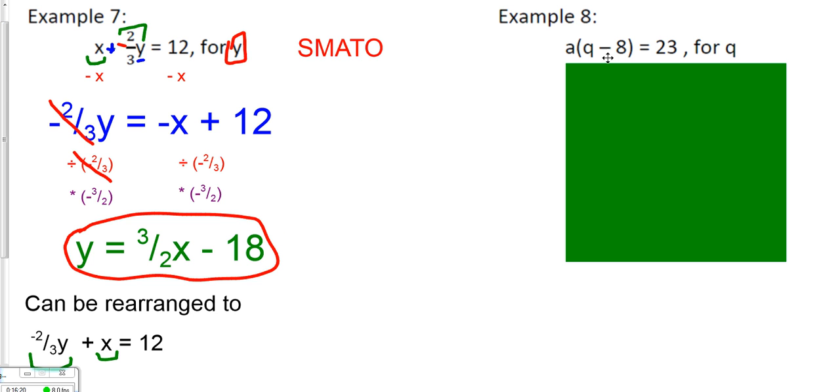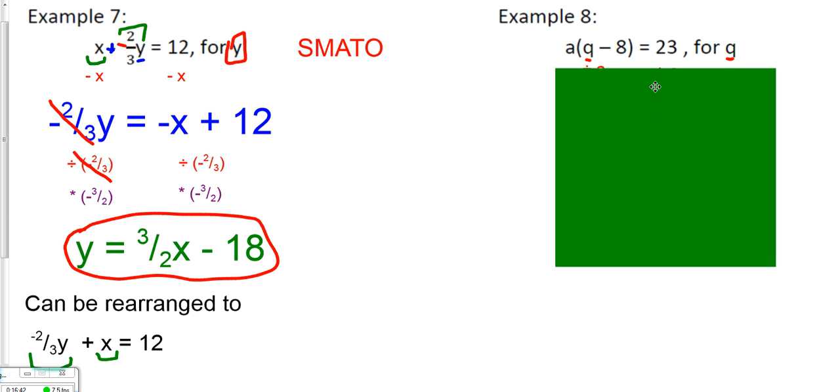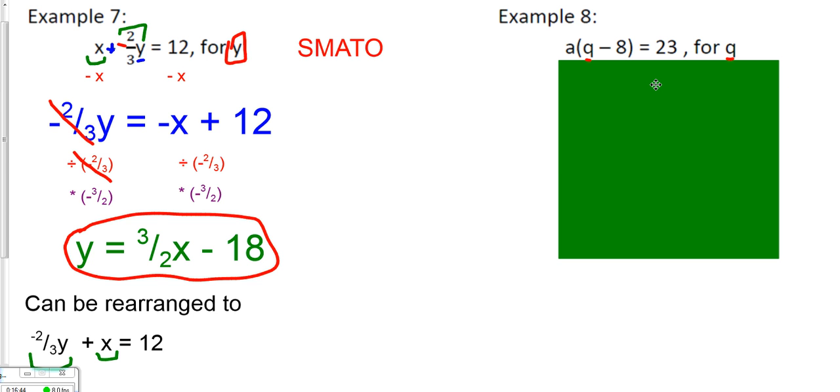On our last example, example 8, we are solving for q. Okay, that's right here. Because these parentheses are here, we think everything inside the parentheses is happening first, then everything outside the parentheses. So the first thing happening to q is that we're subtracting 8. To undo that, we would have to add 8, but we would do that at the end. The next thing is that we are multiplying by a.